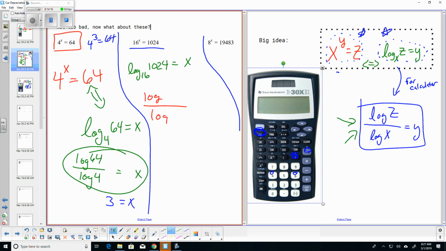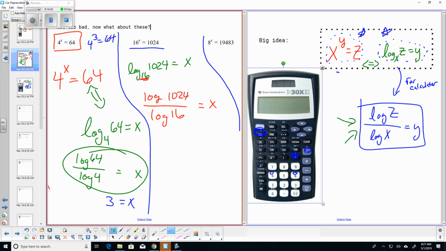Yep, 1024 goes on the top because it's on the top, and this guy's in the basement, so he's going in the basement. That's it. So you just type that in your calculator, just like we did before. You hit the log button, put 1024 in, close off the parenthesis, divided by the log button again of 16, close off the parenthesis. I get 2.5.